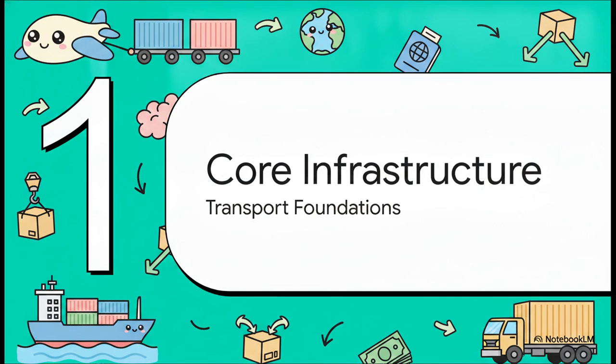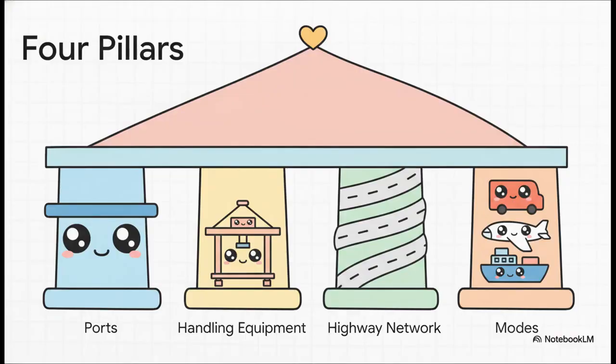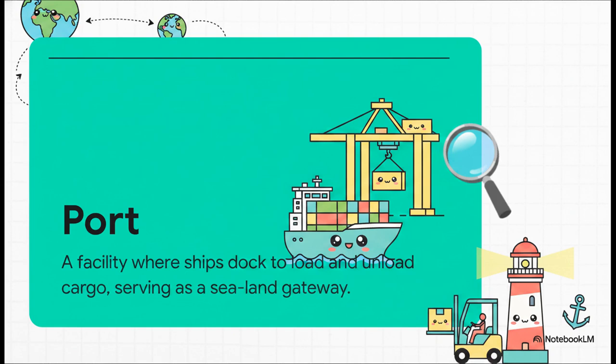Okay, Section 1, Core Transport Infrastructure. Let's look at the foundational elements. There are four absolutely vital pillars that support the efficient movement of goods in any trading country. We've got maritime ports, highly productive handling equipment on the docks, like those massive gantry cranes, reliable highway networks linking those ports to the inland areas, and a really flexible mix of transport modes. If even one of these pillars is weak, the whole system suffers, and moving raw materials or finished goods becomes a real struggle.